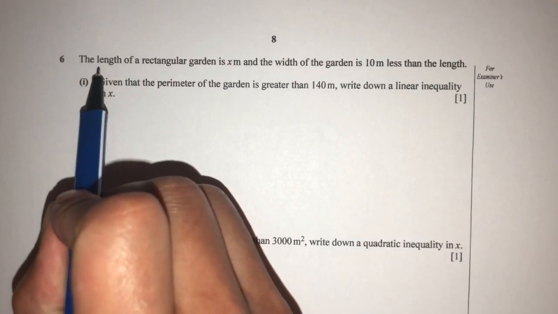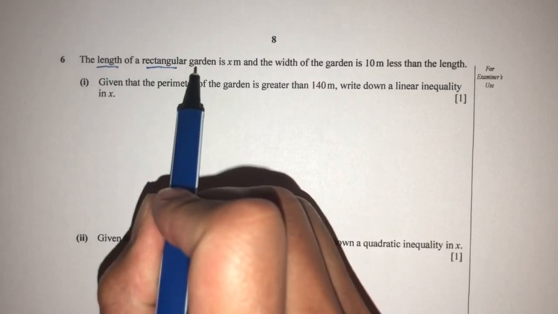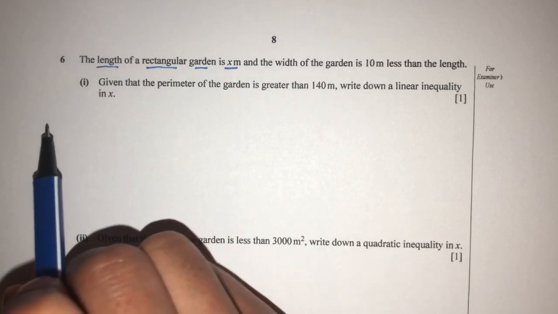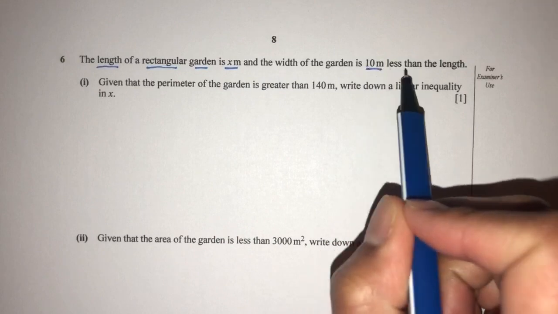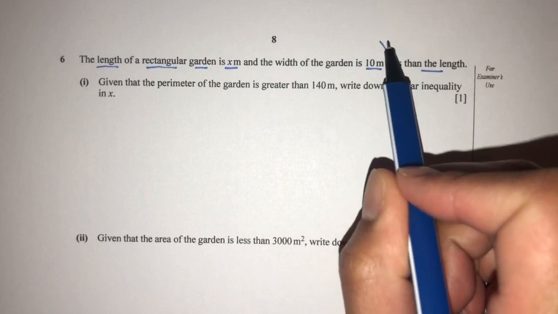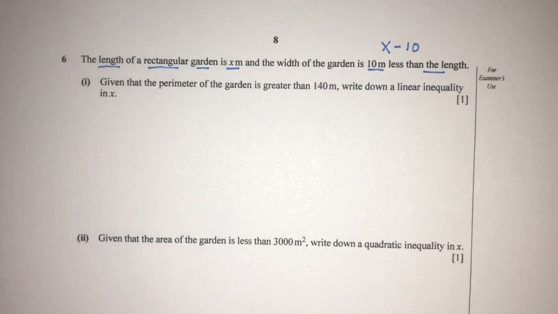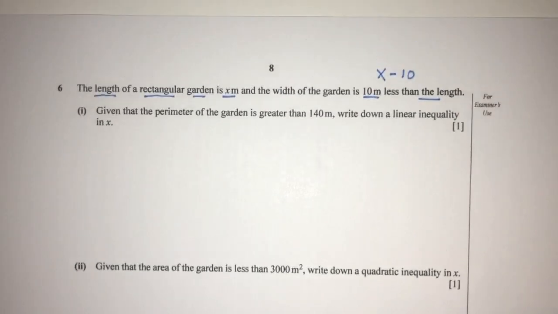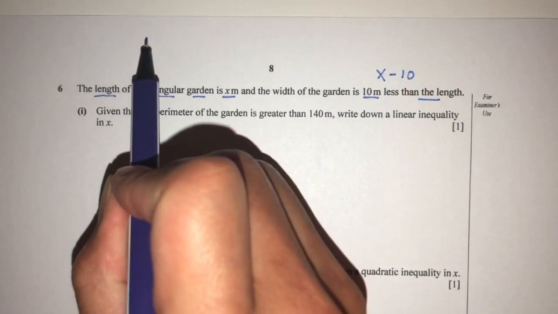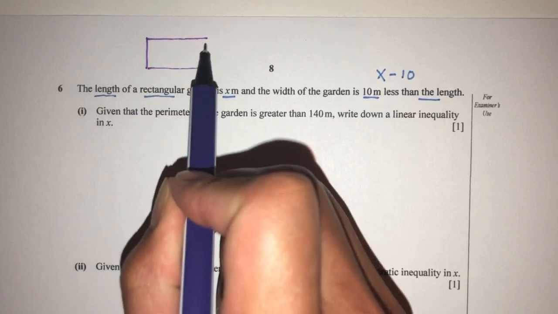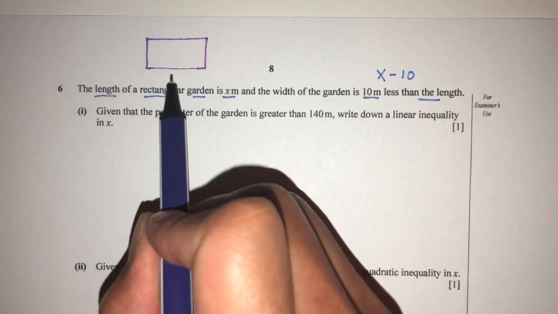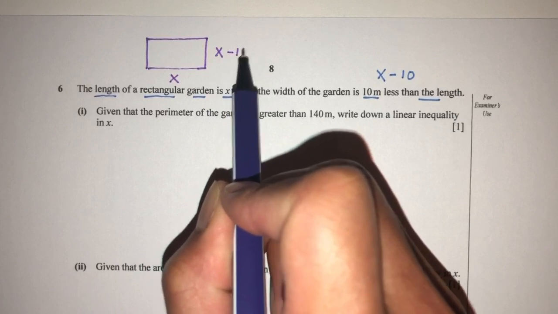Here we have the length of a rectangular garden is x meters, okay, and the width is 10 less than the length. So 10 less will be x minus 10. Of course in this case you can always make a diagram so that it can help you to understand what's happening. This is my rectangle, the length is x, and the width is x minus 10.